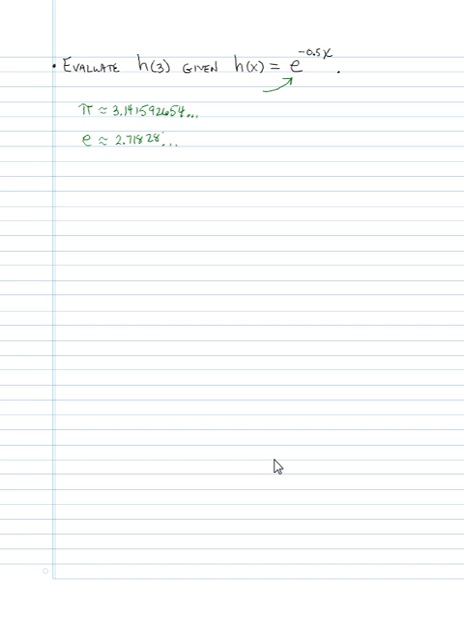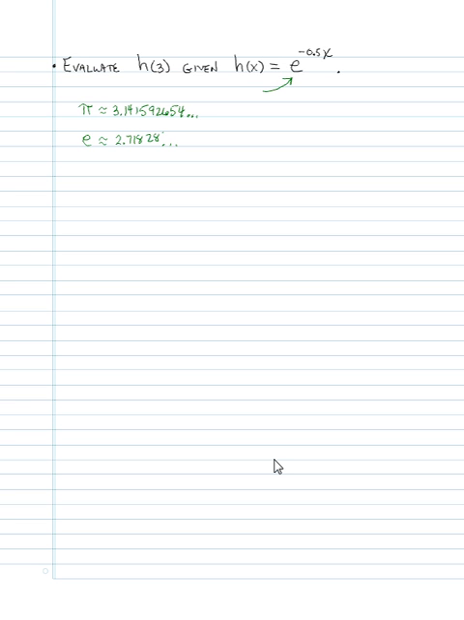Now, e occurs very naturally, and it particularly occurs in nature where we have things that are increasing at an exponential rate, or decreasing, like radioactive decay, or population growth, or certain kinds of interest on money have to do with the number e.